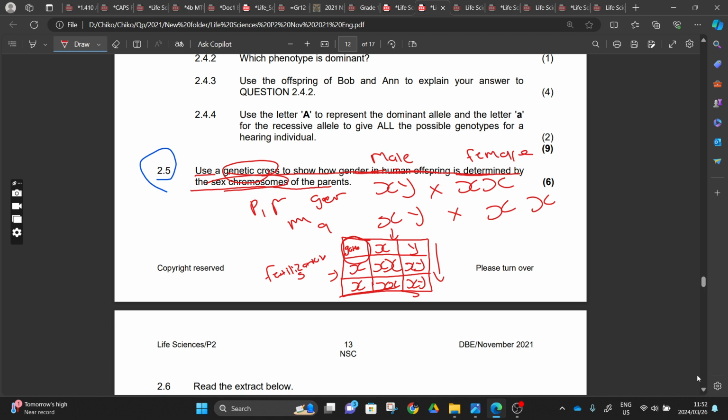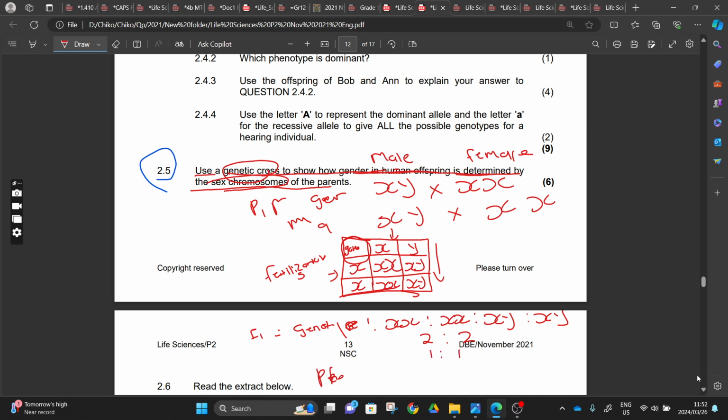And then after that, you say F1 generation. And then you say genotype. For the genotype, you'll say X and X, and then X and X, and then X and Y, and then X and Y. Then we have a ratio of 2 is to 2, which is 1 is to 1.